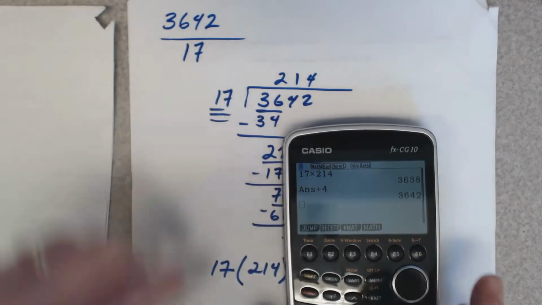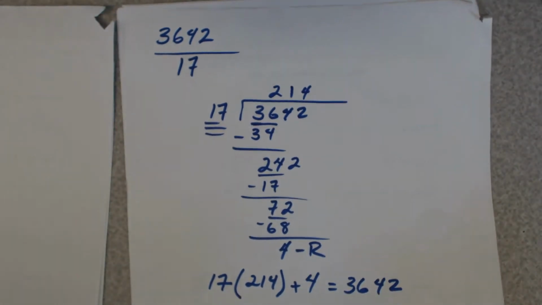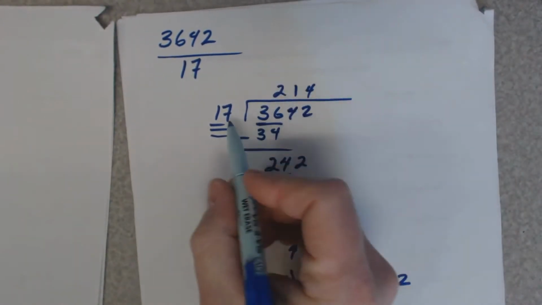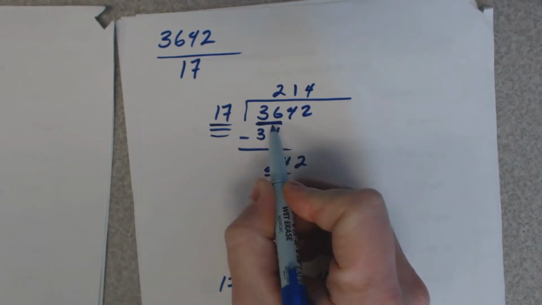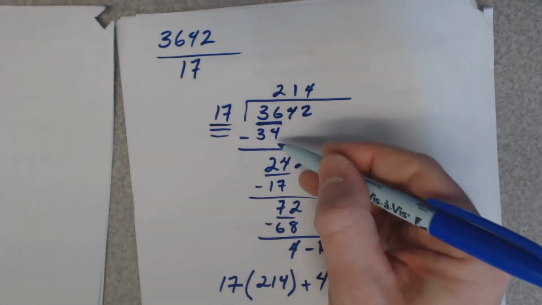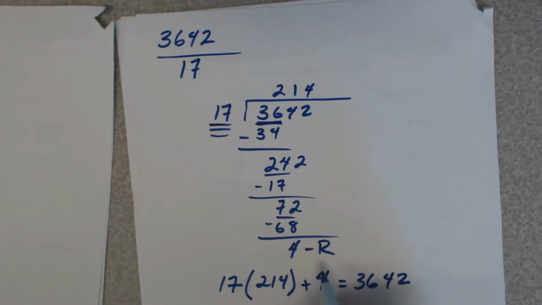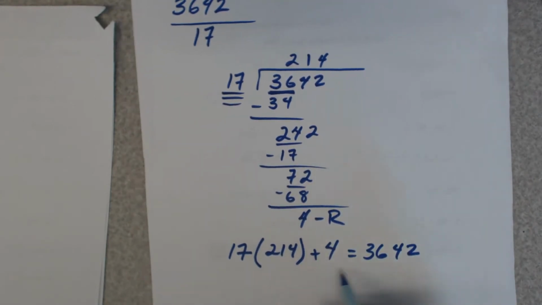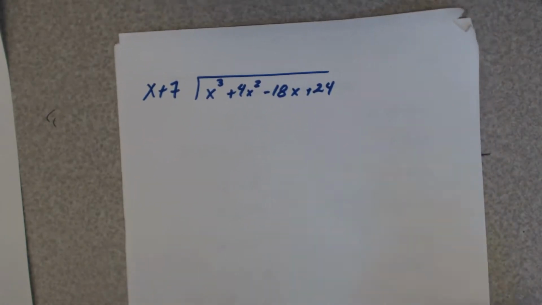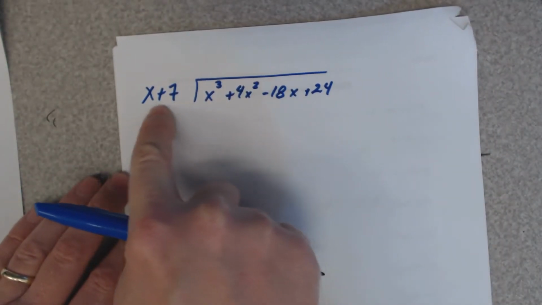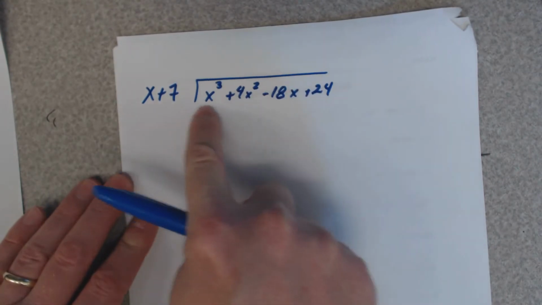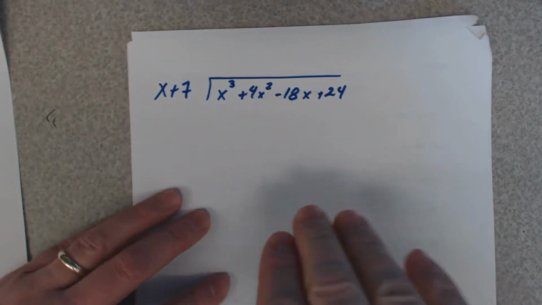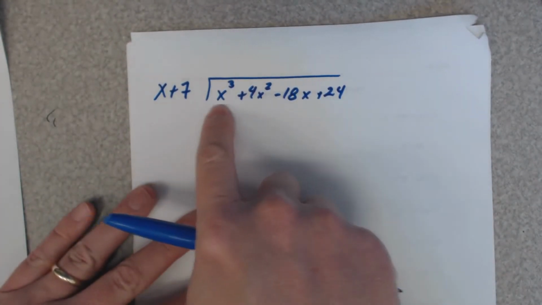All right, so let's apply this. I always ask myself, how do I turn 17 into this number using multiplication, and then I subtract. And I just repeat the process until I get down to a remainder, and then I would write my answer like this. So let's look at one like what we started with. Let's turn to x plus 7 and see what I would multiply x plus 7 by to get this. That's what we're going for. What times x plus 7 would give me this?